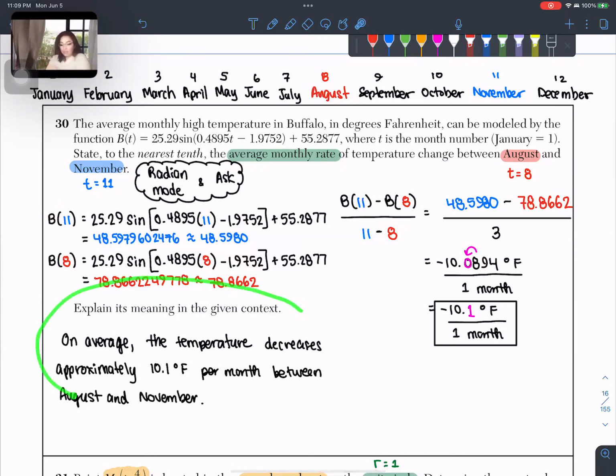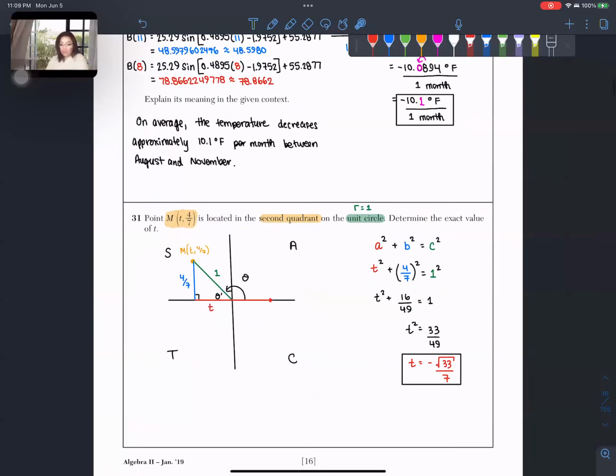And explain the context. You have to say those key words. On average, the temperature decreases because it's negative approximately 10.1 degrees Fahrenheit per month between August and November. Like, you have to say that because the average rate of change changes from month to month. Average rate of change between September and November is not the same. So make sure to mention that.